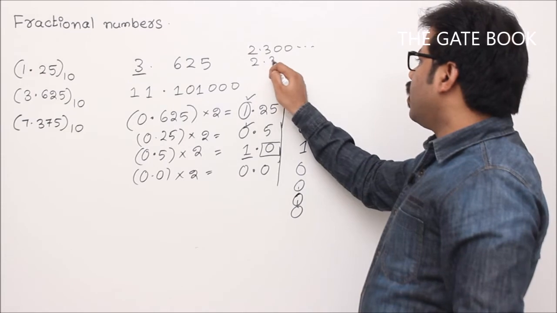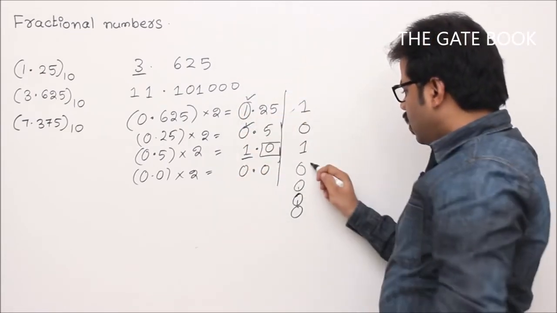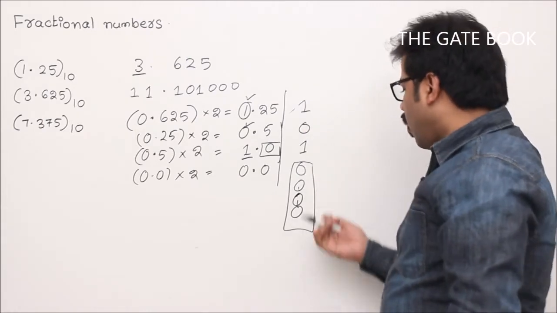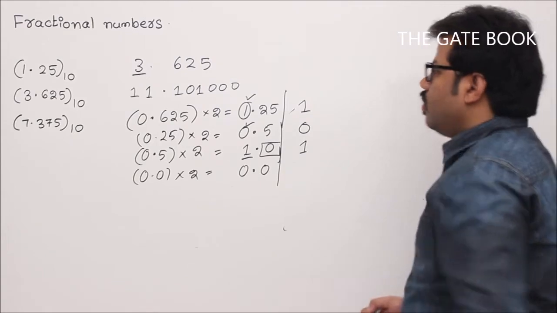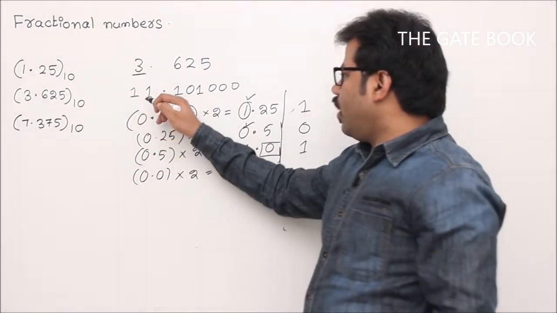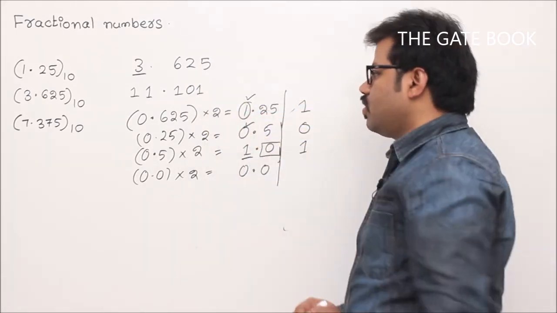Second one 2.30, both are the same, isn't it? So that's fine. In the fractional part, the non-leading zeros are meaningless, correct? That's a thing. It would be 11.101000, and so on. We can ignore these zeros, I want to say.